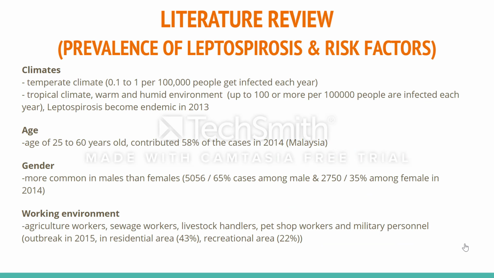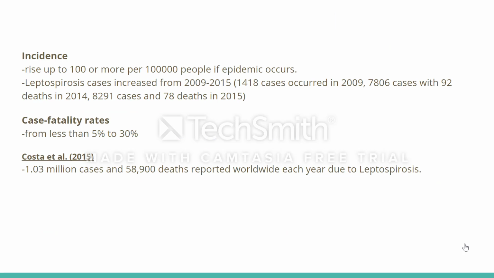The factors in the prevalence of leptospirosis are tropical climate, warm and humid environment. The second one is the targeted age, which is 25 to 60 years old, and it is more common in males compared to females. Agricultural workers, sewage workers, livestock handlers, pet shop workers and military personnel are more affected by leptospirosis. When an epidemic occurs, it will rise to 100 or more than 100,000. Fatality rates range from less than 5% to 30%, and for deaths reported worldwide, there are 1.03 million cases and 58,900 deaths reported.